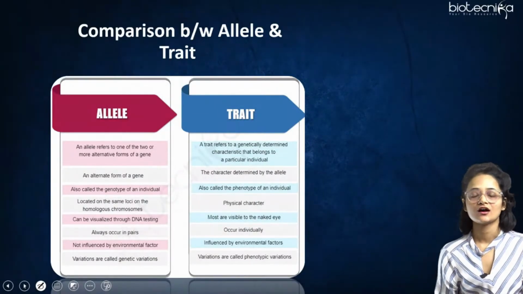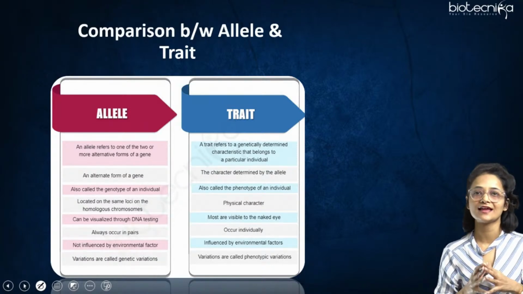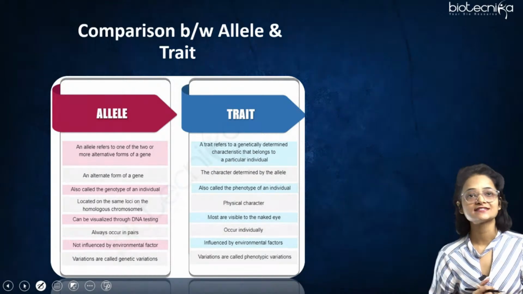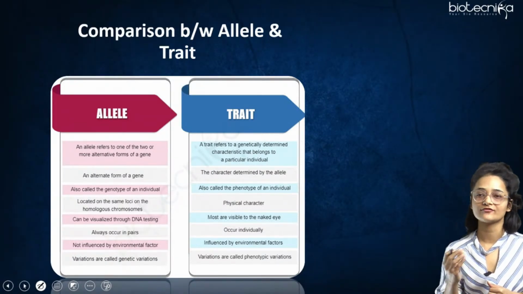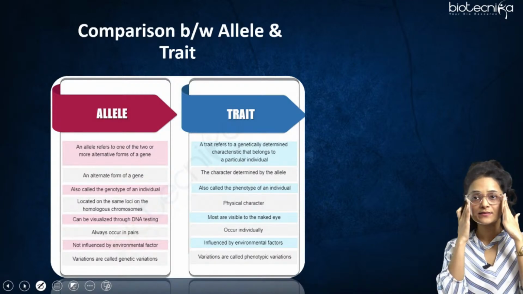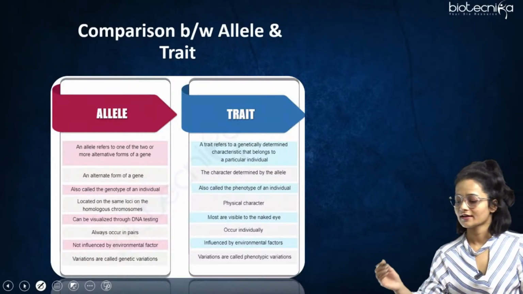So here, with the help of the comparison table, we are comparing between allele and trait. What is the difference between allele and trait? So here it says that an allele refers to one of 2 or more alternative forms of genes. So this is something basic which everybody knows, that alleles are basically the alternative forms of genes, right?